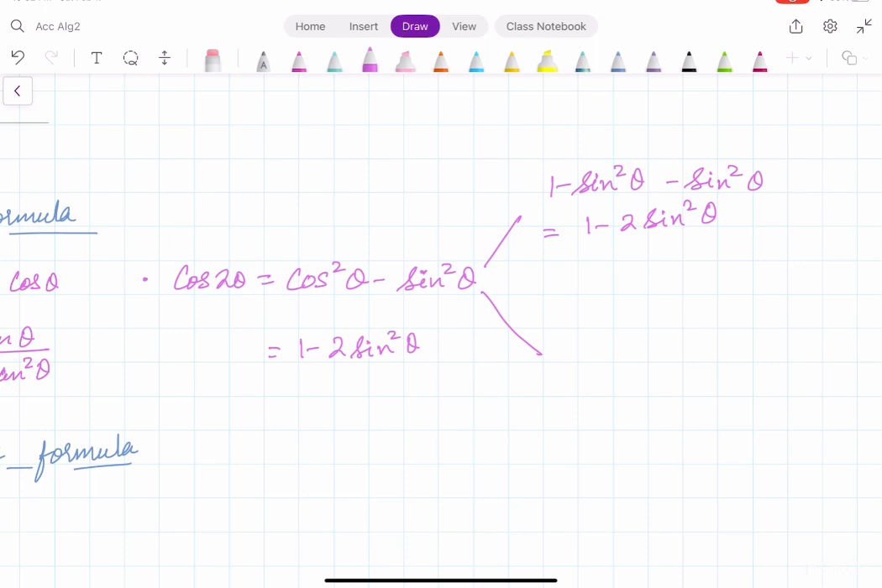Now let's replace sine square theta. So cos square theta minus, in the parentheses, 1 minus cos square theta. With that, we will get another identity, and that will be 2 cos square theta minus 1. So these are called the double angle identities or double angle theorem.